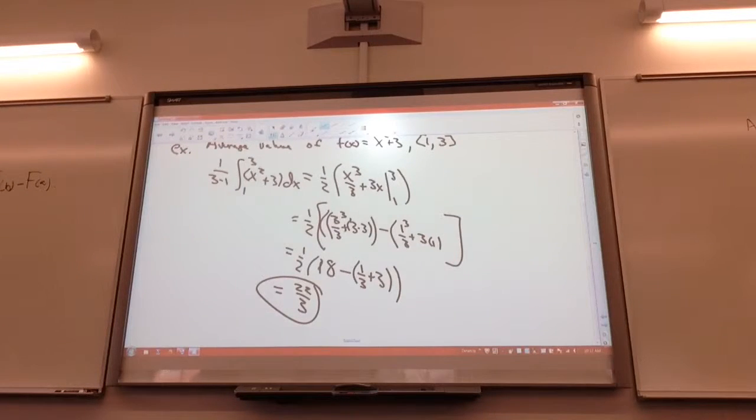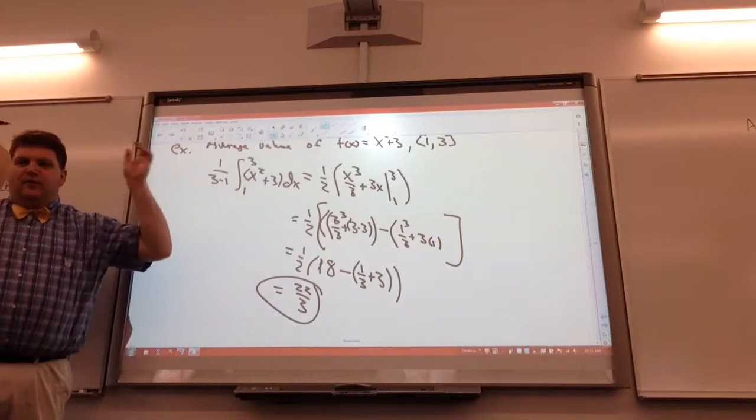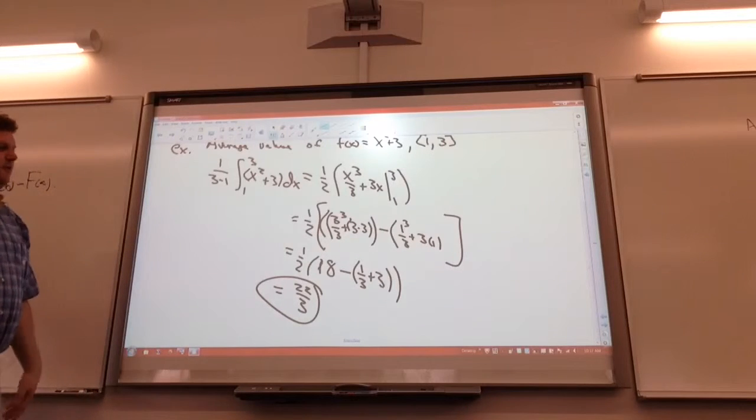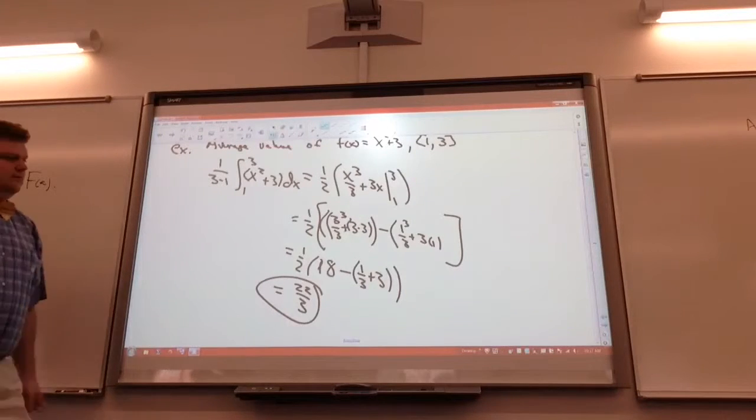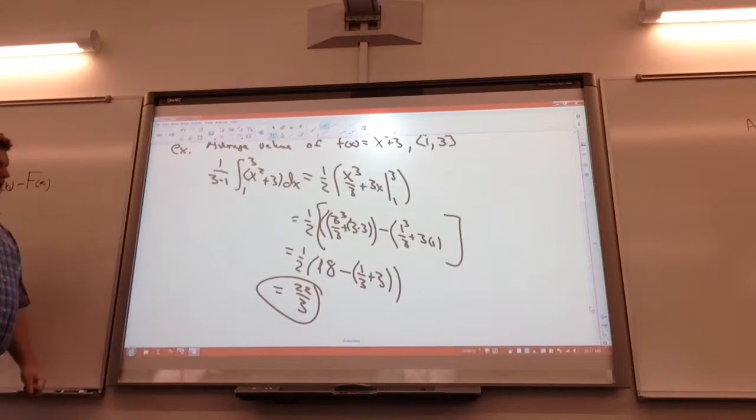Feel free to. Why did I put parentheses around it? I was just trying to make sure we knew where everything was nested. One thing you want to make sure you do is that the minus sign carries with the correct thing, and so using parentheses is always good. But really, it's the antiderivative evaluated at 3 minus the antiderivative evaluated at 1, and this should be your answer. So that would be an example of average value.